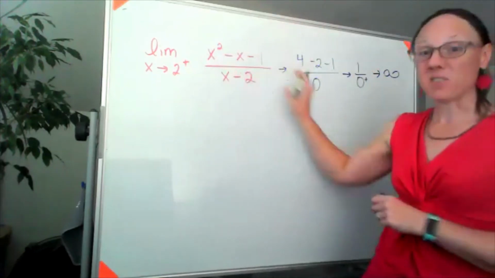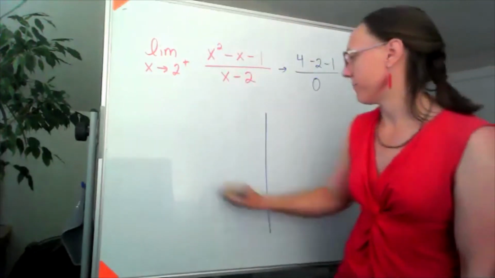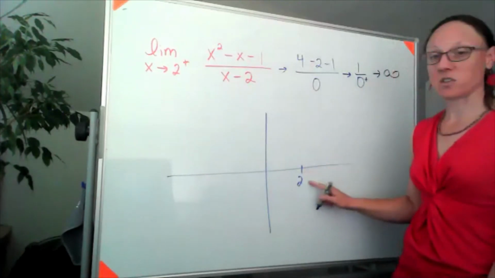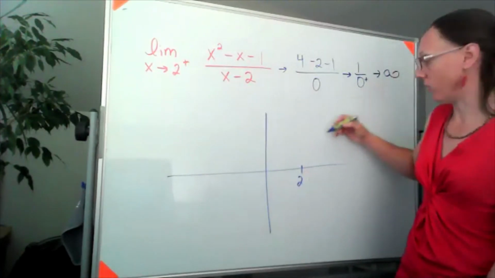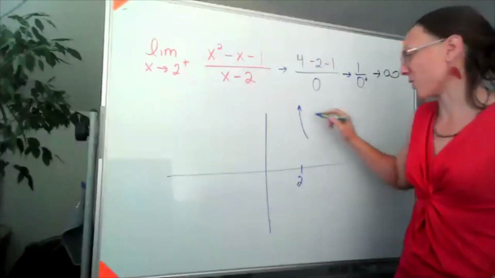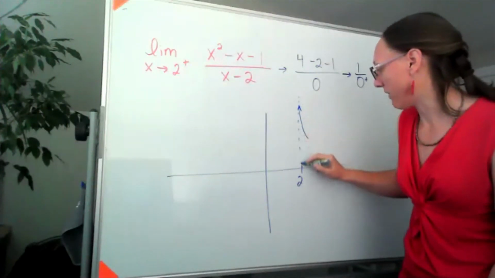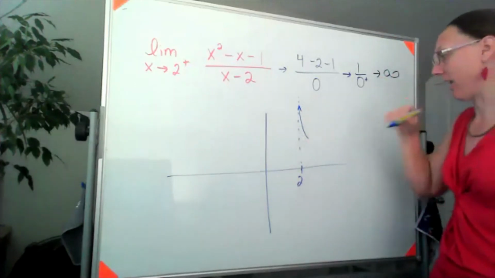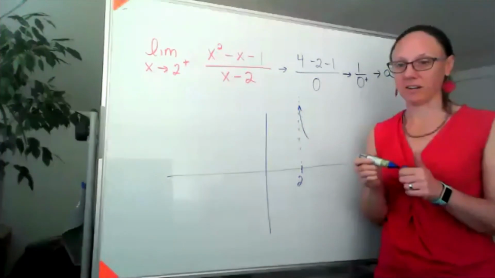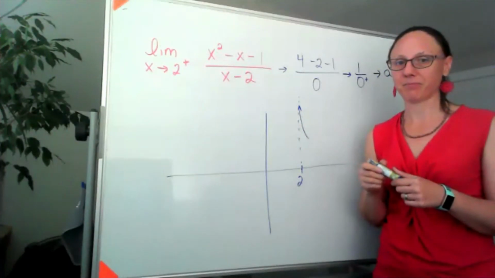I don't know what else is going on in this graph, but now I know that as x gets close to 2, the y value is shooting up to positive infinity. Whatever else is going on, I know there's some kind of vertical asymptote happening there. And as I approach 2 from the right, I'm headed to positive infinity.